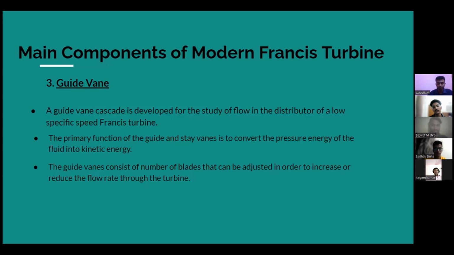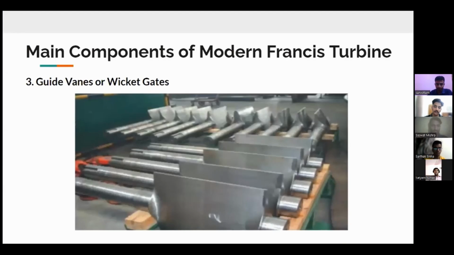The guide vane consists of a number of blades that can be adjusted in order to increase or reduce the flow rate through the turbine. The guide vanes govern the water flow rate and ensure that power production is synced with demand. In addition, guide vanes control the flow. This is the diagram of guide vanes.